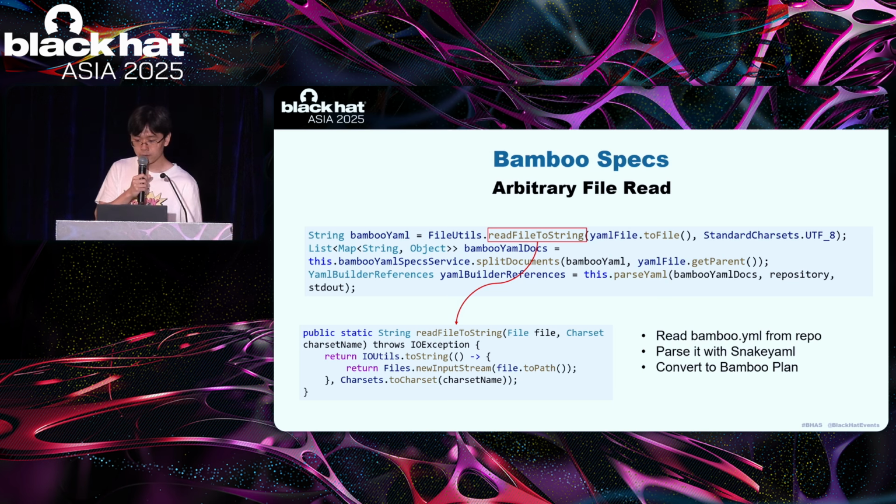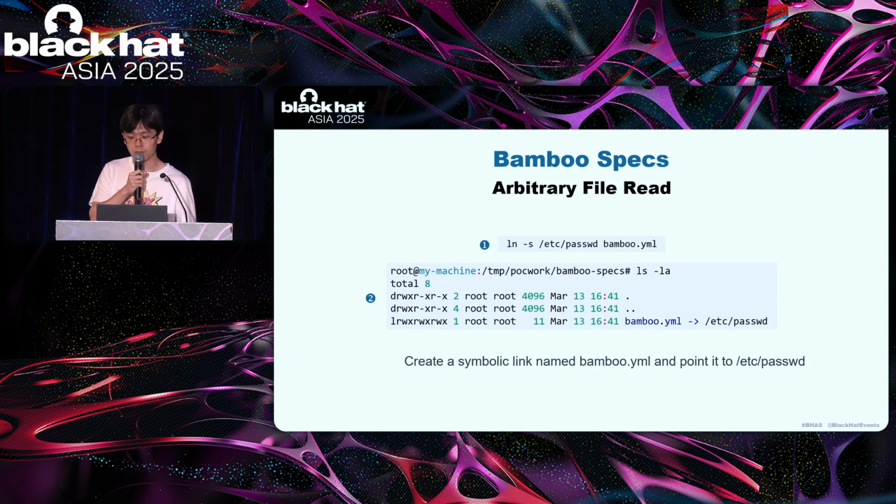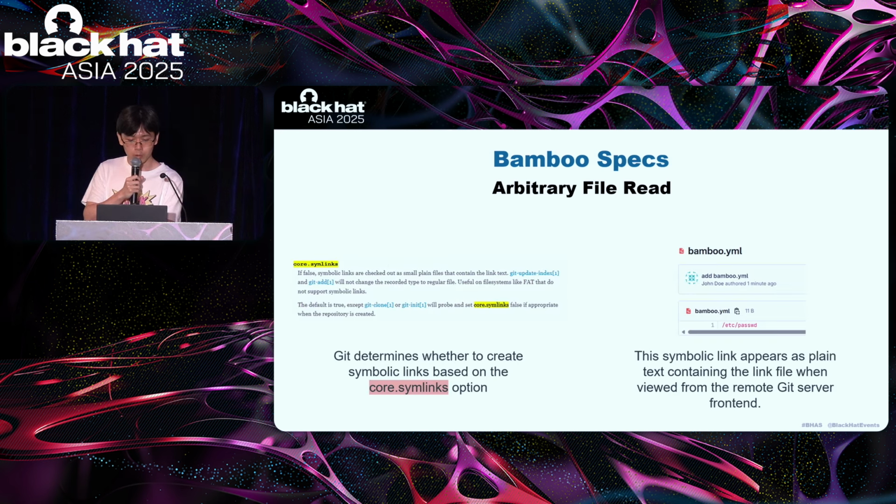The first vulnerability we discovered is an arbitrary file read vulnerability. From the code, we can see that it uses a method called readFileToString to read file content. It will use it to read a file named bamboo.yml from the repository and parse it with SnakeYAML. When the parse stage is finished, it will convert it to a Bamboo plan. So a simple idea is, why don't we create a symbolic link named bamboo.yml and point it to /etc/passwd? When it gets cloned, Bamboo will read it, and let's see what we can achieve.